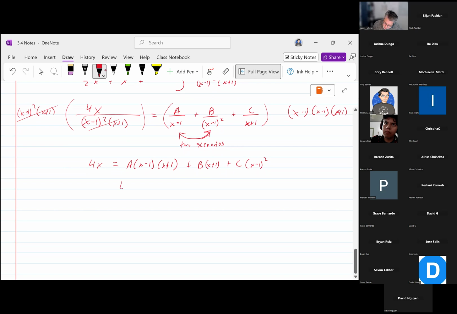Okay, so let's choose an x that will get us a 0. So what would be a good first choice here? Let x equal what? Yeah, 1. Let x equal 1. That's going to give us some zeros. So if I do that, that's 4 times 1 is equal to a times 1 minus 1 times 1 plus 1, plus b times 1 plus 1, plus c times 1 minus 1 squared, right?